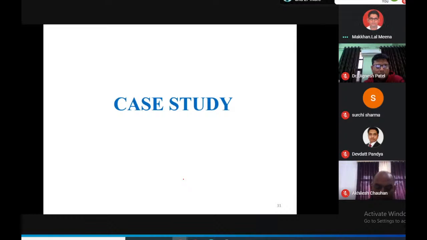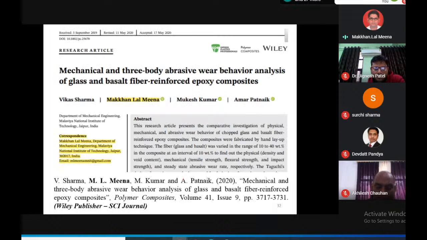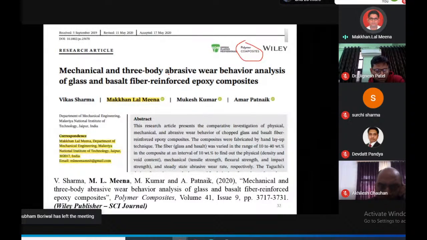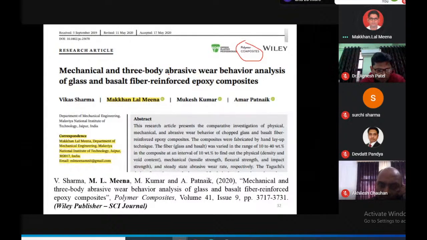Now, this is a case study. This research paper was published by Wiley in the journal Polymer Composites. The theme of this case study is the mechanical and three-body abrasive behavior analysis of glass and basalt fiber reinforced epoxy composites, published in 2020, volume 41.